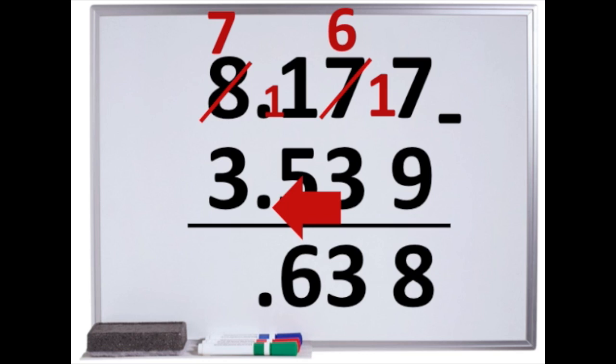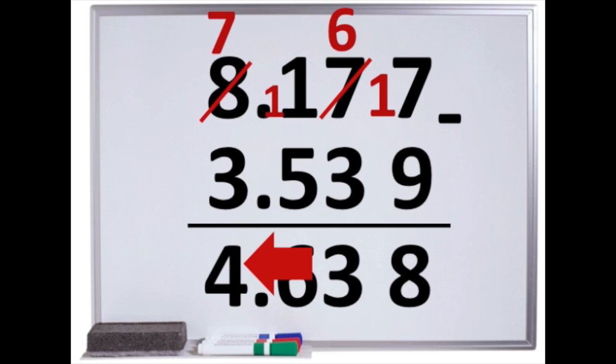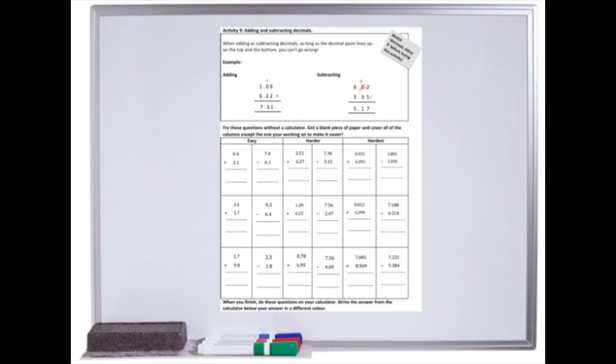And we can't forget to move our decimal point down as well. And finally, let's do our last column. 7 take away 3 equals 4. So 8.177 take away 3.539 equals 4.638. So in this activity, you have to answer the questions that involve addition and subtractions with decimals.